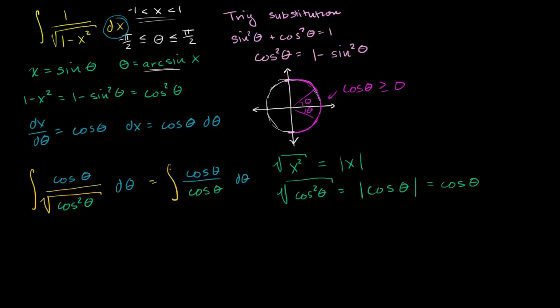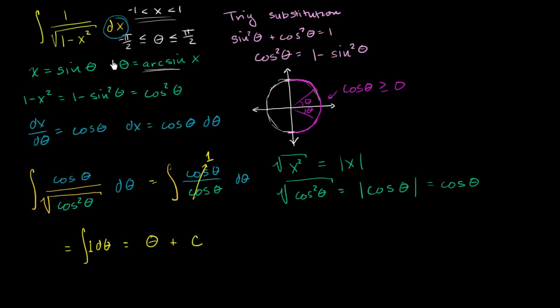Cosine theta over cosine theta is 1. So our whole integral has simplified to the indefinite integral of d theta, or we could say it's of 1 d theta if we like, which is equal to theta plus c. And you can verify this. Take the derivative of this with respect to theta, it's 1, and this is just 0. So this makes sense. But we want our answer in terms of x.